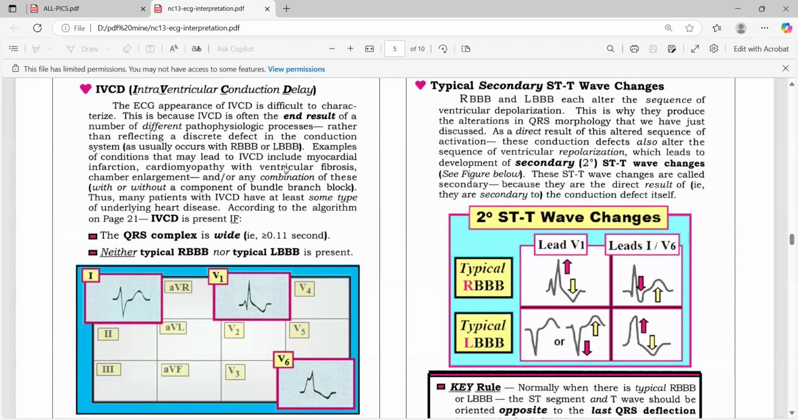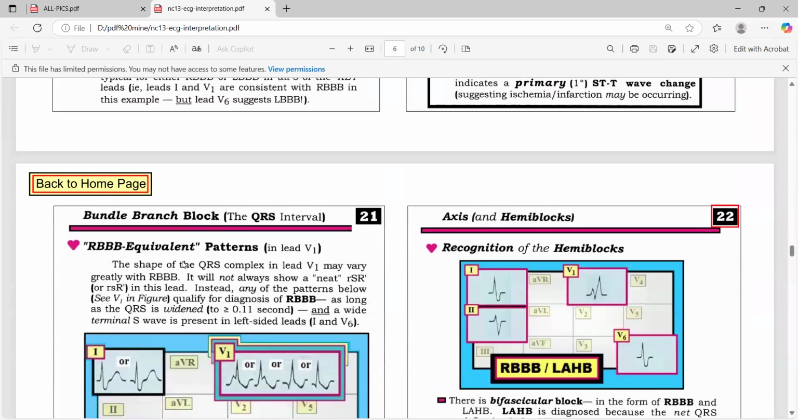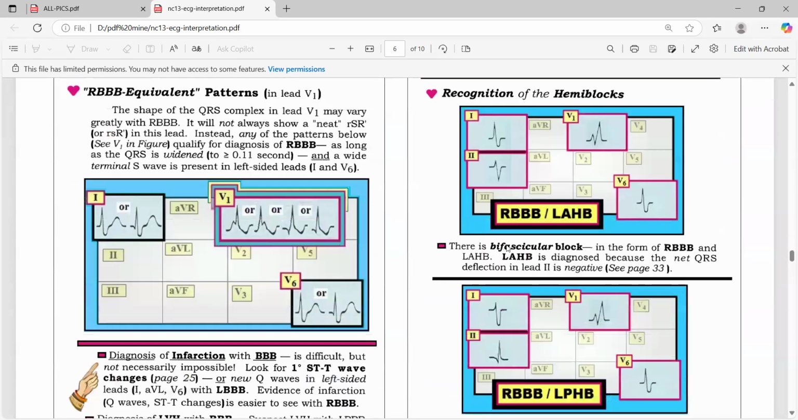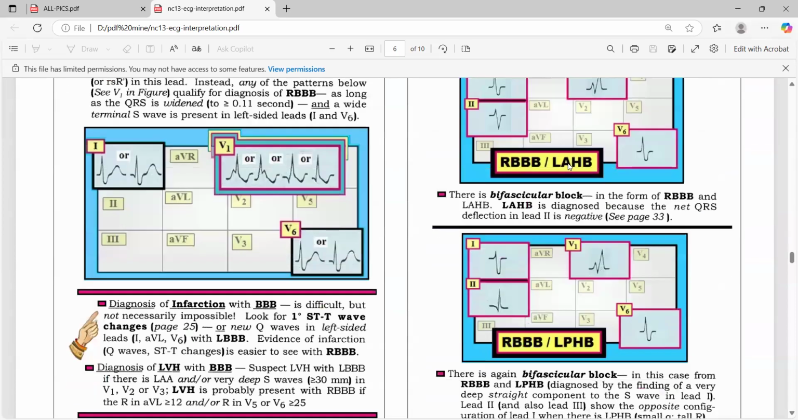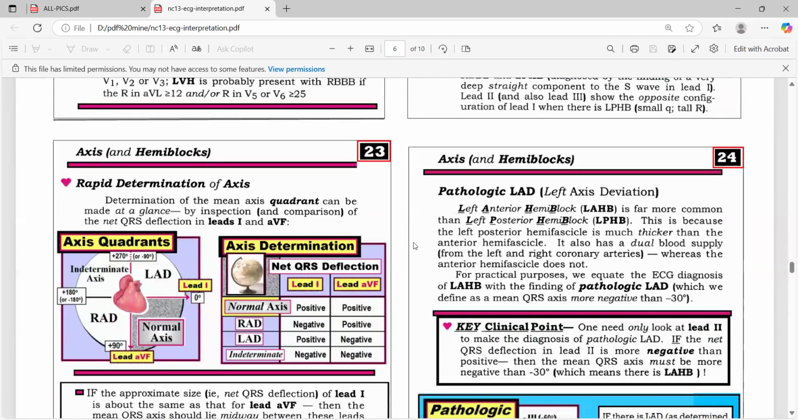Then we are talking about the typical secondary ST-T wave changes. So you can see the typical, and then we are talking about the typical left one. Then equivalents. Then we are talking about hemiblocks. We did this one. Axis. I hope you know the axis, how that works. I told you that you are going to check lead 1 and aVF. If they are positive, and normal should be positive. Okay.